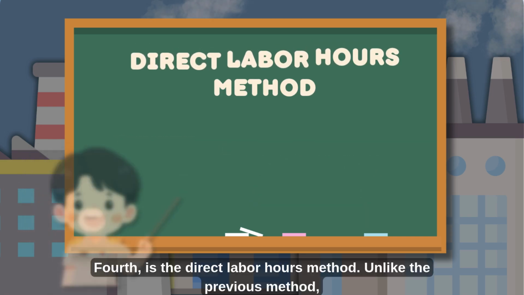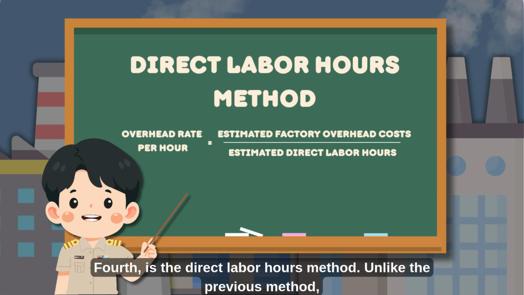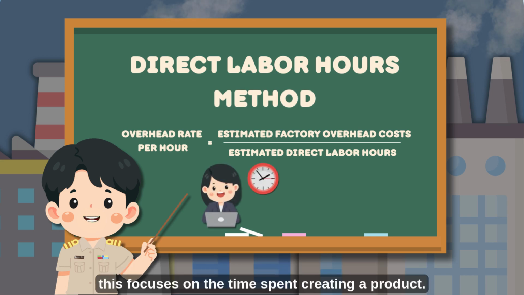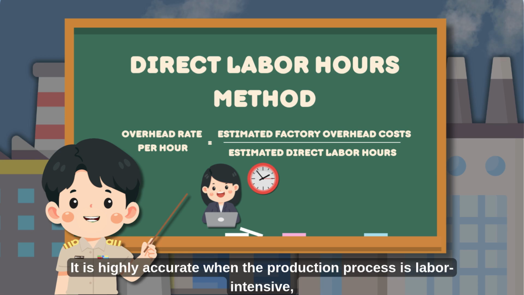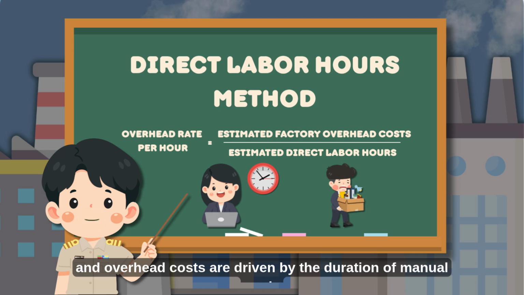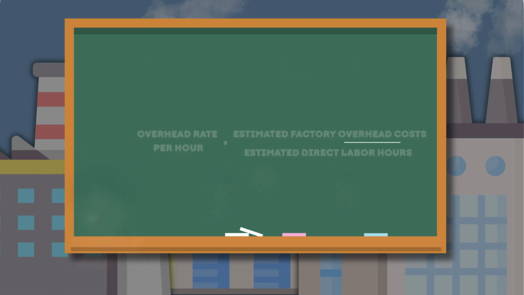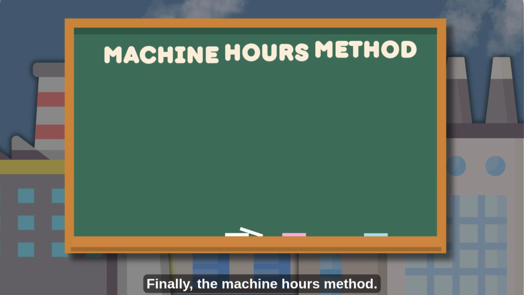Fourth is the direct labor hours method. Unlike the previous method, this focuses on the time spent creating a product. It is highly accurate when the production process is labor-intensive, and overhead costs are driven by the duration of manual work. Finally, the machine hours method.